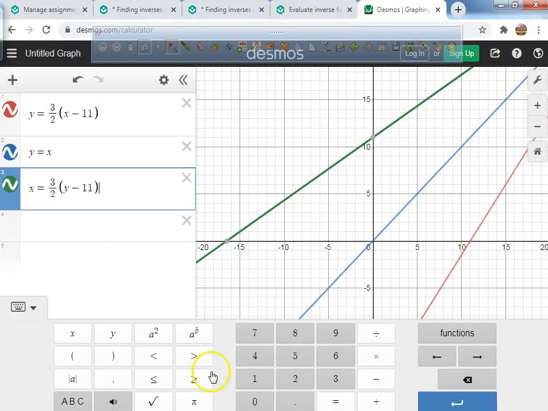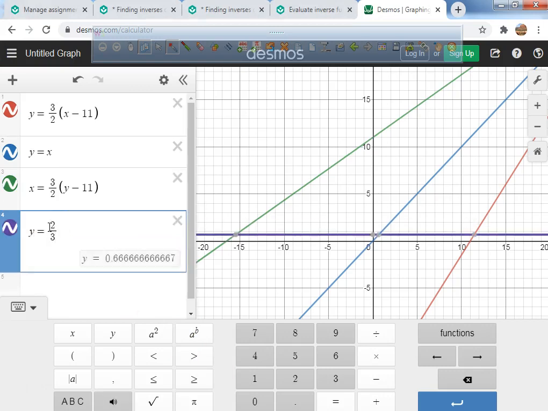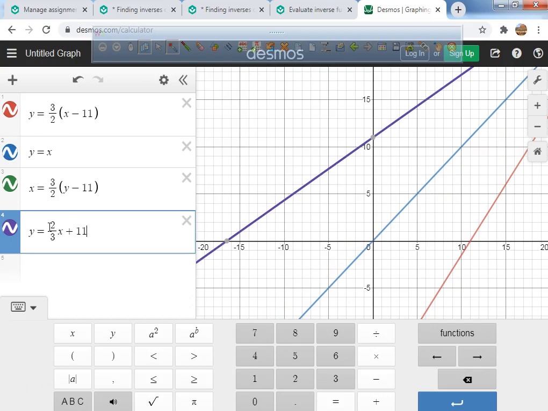So I want you guys to see right now, if I write y equals 2/3 x plus 11, what do you notice about the green line and the purple line? They're the exact same. You can't type this into the Khan Academy, people. That's not how it's supposed to be written. It's supposed to be written in this form.